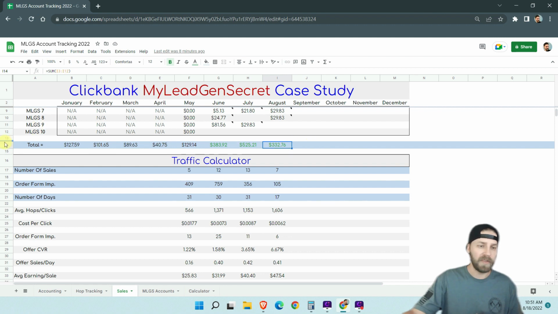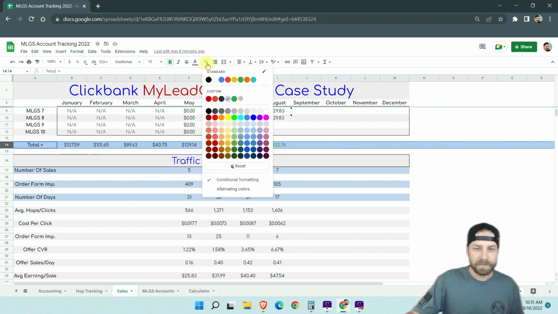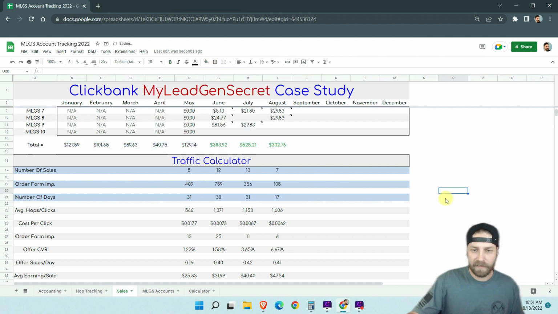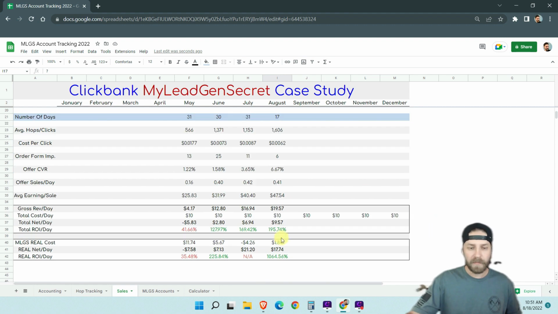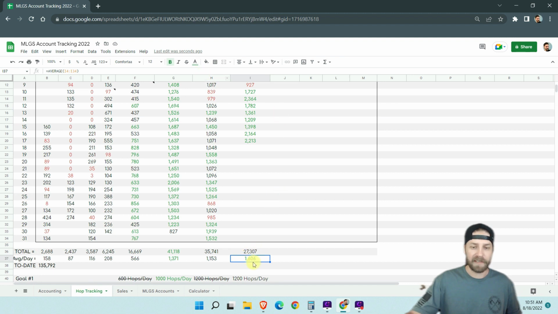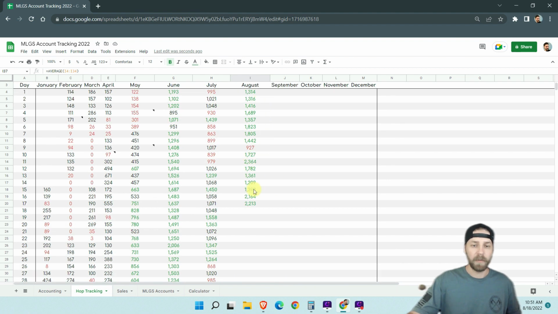You know what? I'm going to remove this. I want to take this off because it's harder to see these numbers. So I'm just going to reset that. Okay, so $332.76 in sales. This average is divided by the number of days so far in this month. I've had a total number of 7 sales and a total number of 105 order form impressions. It's able to calculate all these numbers for me. Obviously I have to update this to get this number average, because this is also a calculation. It's an average of all of these numbers.